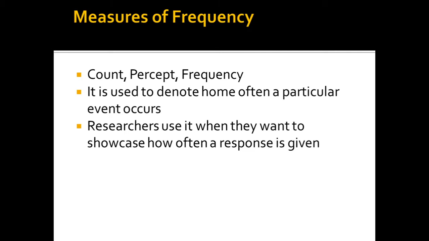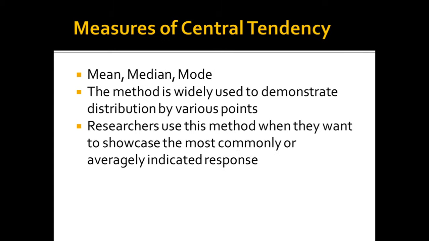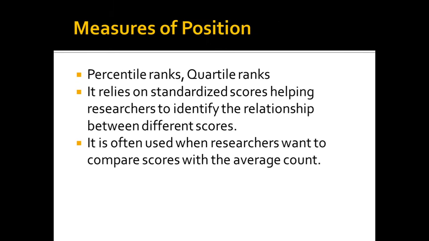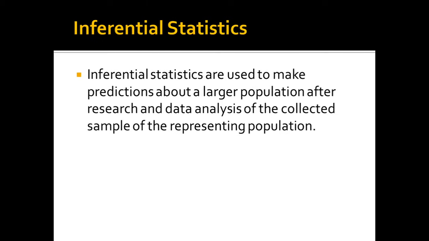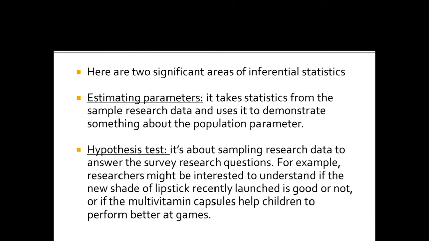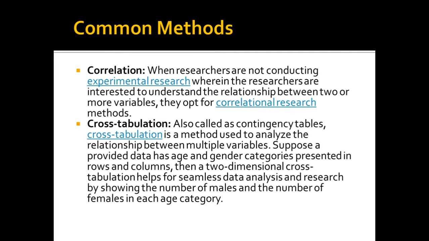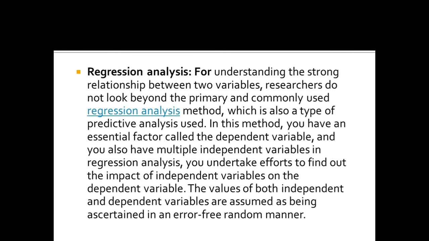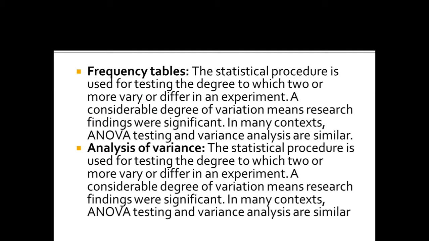So if you want to measure the impact, you need inferential statistics. If you want to measure the effect, you need inferential statistics. If you want to measure the relationships, associations, you need inferential statistics. If you want to capture the variances, you need inferential statistics. Similarly, if you want to establish the differences, you need inferential statistics. And that's how we had seen some of those descriptive statistics called measures of frequency, measures of central tendency, measures of dispersion, and measures of position. And then inferential statistics are in terms of estimating parameters and hypothesis testing. And the common quantitative methods are called correlation, cross tabulation, regression analysis, frequency analysis, and ANOVA.